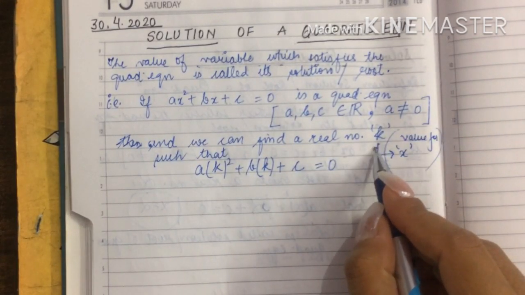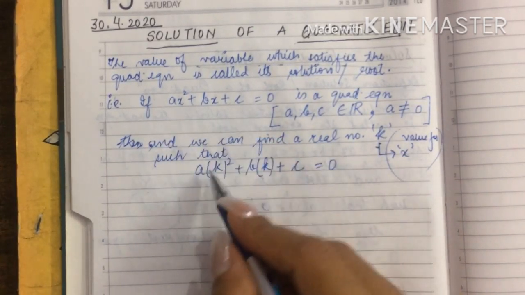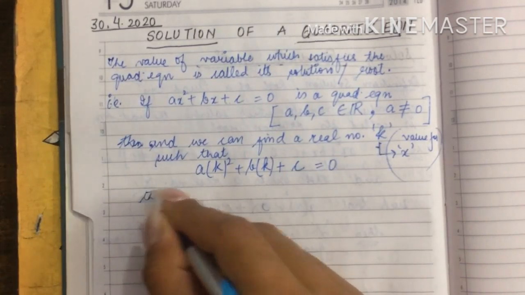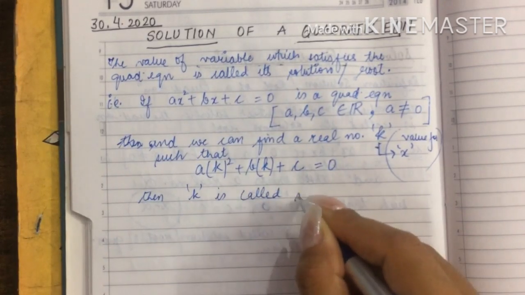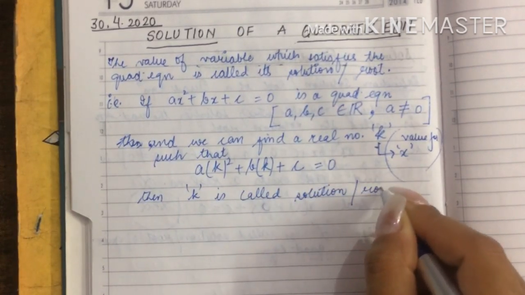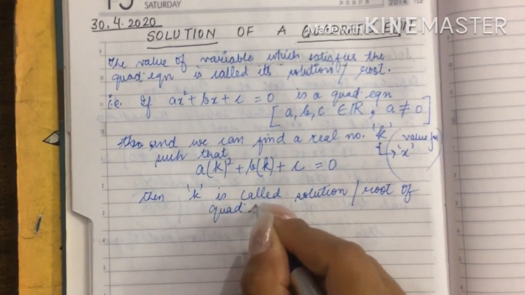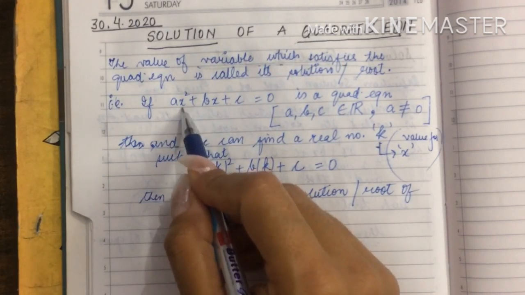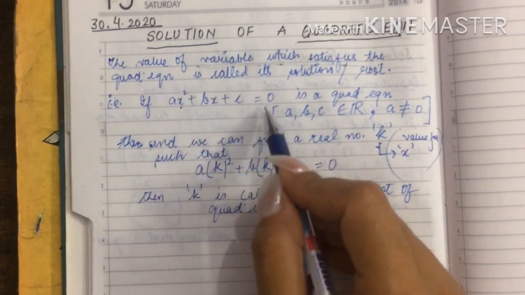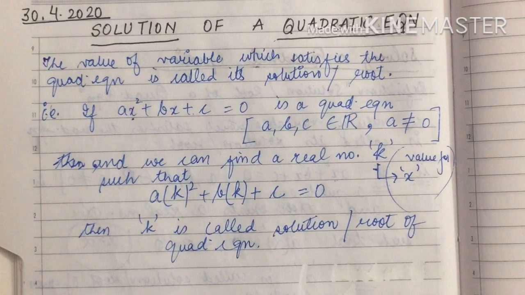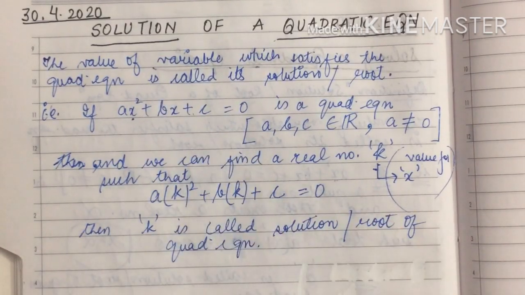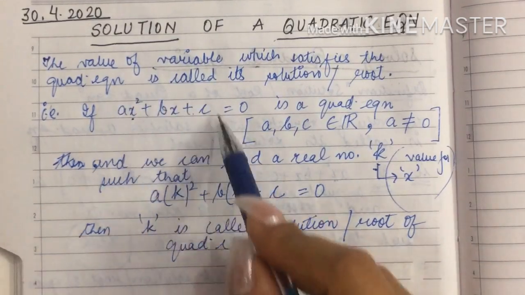If I can find a value for x which when substituted in this equation the value for left hand side is equal to right hand side, then k is called a solution or root of the quadratic equation. So this means I am able to find out a value which I use in place of x that will make the answer equal to 0. And when I say that we are able to find out the value of the variable which makes the answer for this side equal to 0, I am trying to say that we need the 0 of this quadratic polynomial.